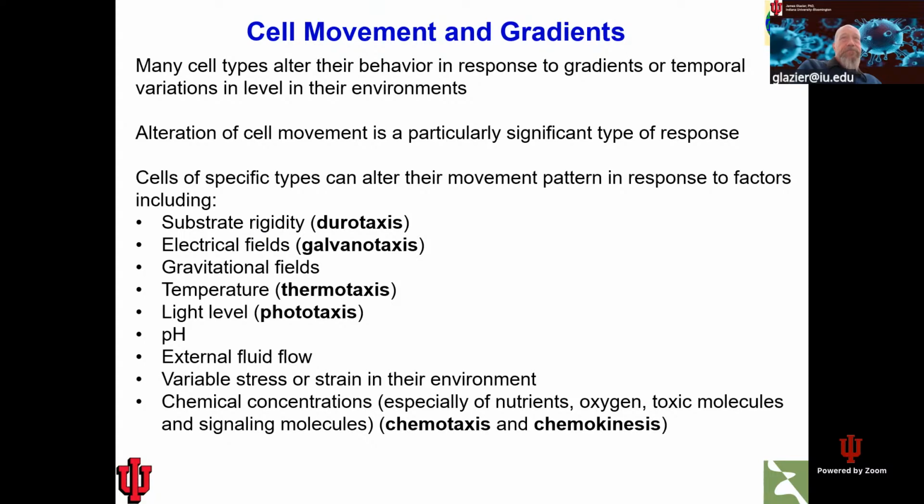Of course, acidity can be a source of taxis as well. External fluid flow we can't really do, because we don't have flow implemented. Variable stress and strain in the environment is also hard to do because we don't have the mechanics of solid materials. Again, Merks and others did simulations about that. And then the one we do most often is chemical concentration.